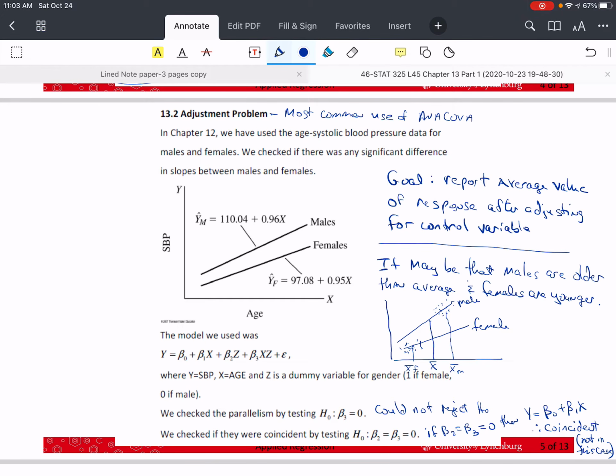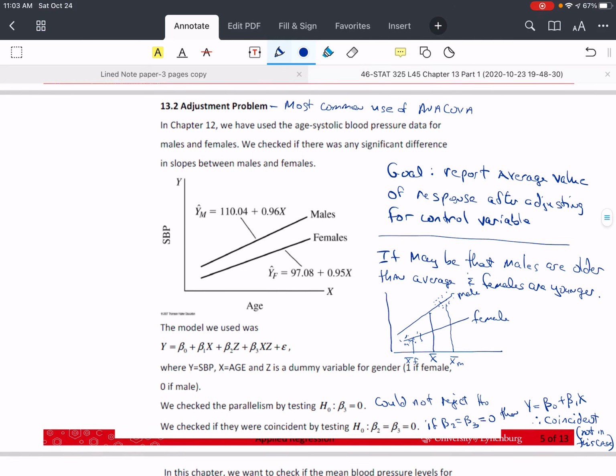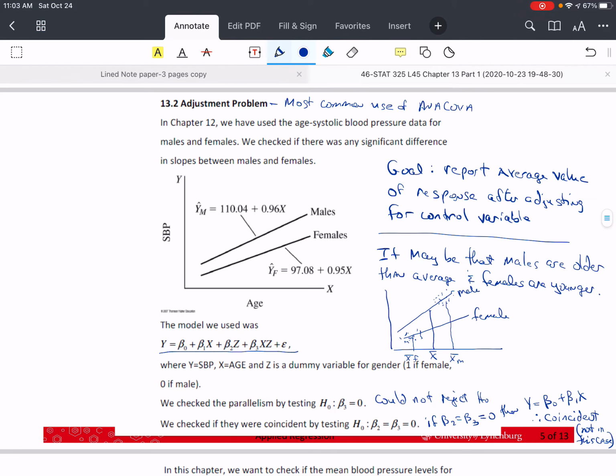Okay, so the most common use of ANACOVA is something called an adjustment problem. If you recall back in chapter 12, we used the age and systolic blood pressure data for males and females and checked if there was any significant difference between the slopes of males and females, and there wasn't. So the model we used was given here with X, Z, and XZ, where Y is SBP, or systolic blood pressure, X is age, and Z is gender.